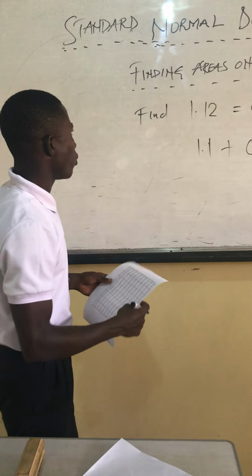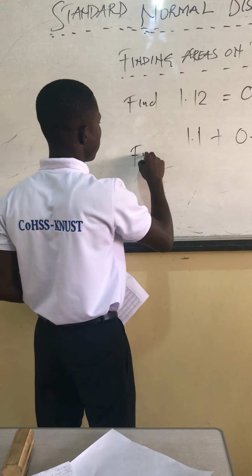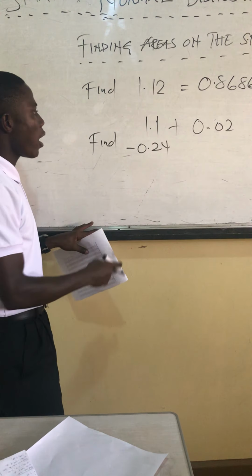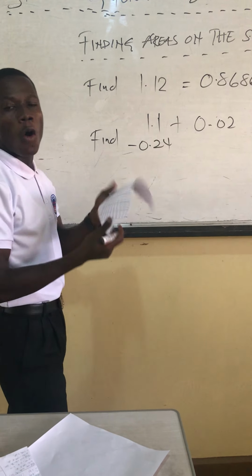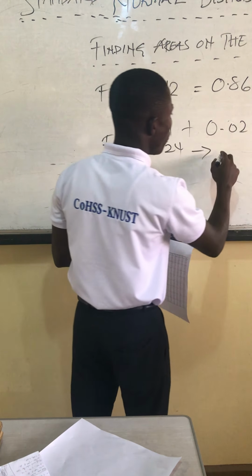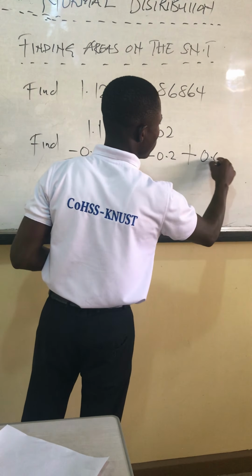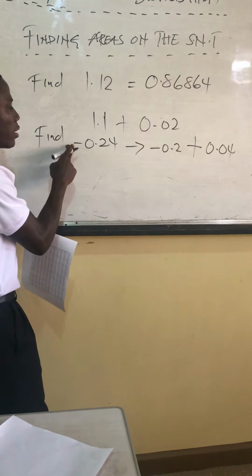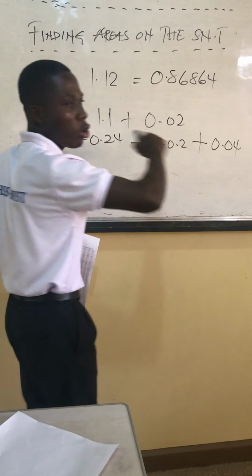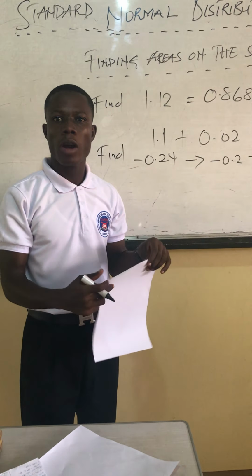Let's solve another example. So you can also be asked to find negative 0.24. So if you are asked to find negative 0.24 on the standard normal table, the interpretation is you find negative 0.2 then plus 0.04. So you find negative 0.2 on your horizontal axis, then you find 0.04 on your vertical axis. So where they intersect, the area there becomes your answer.